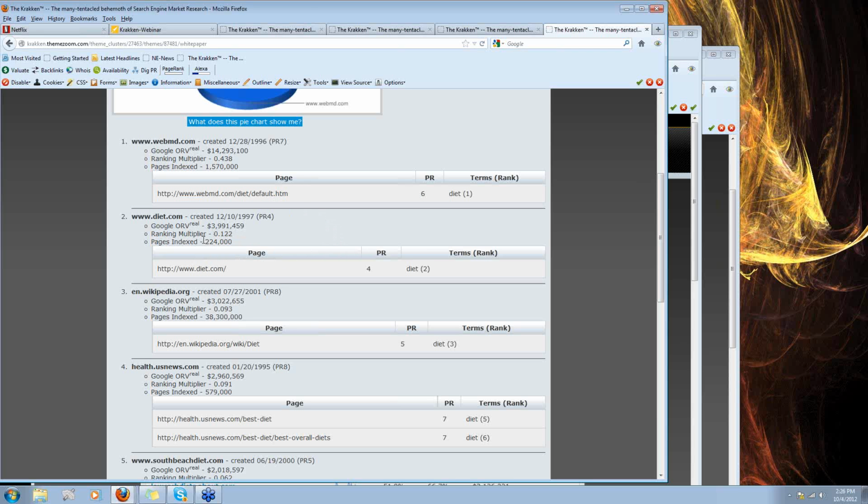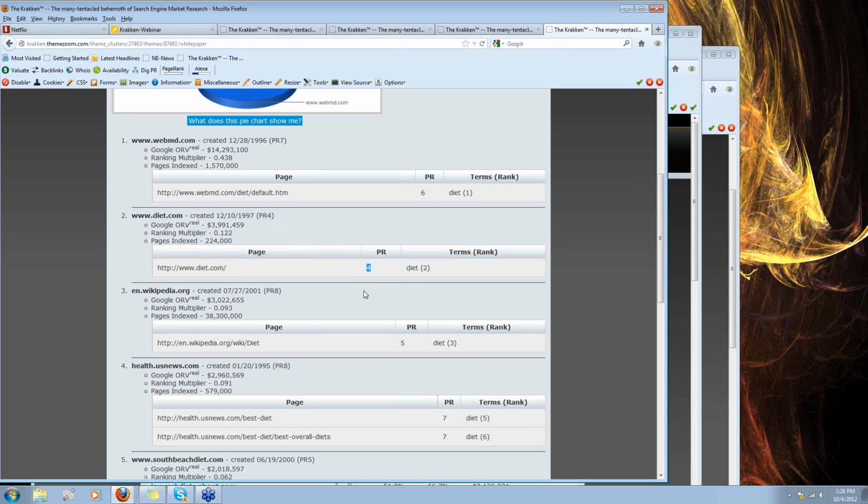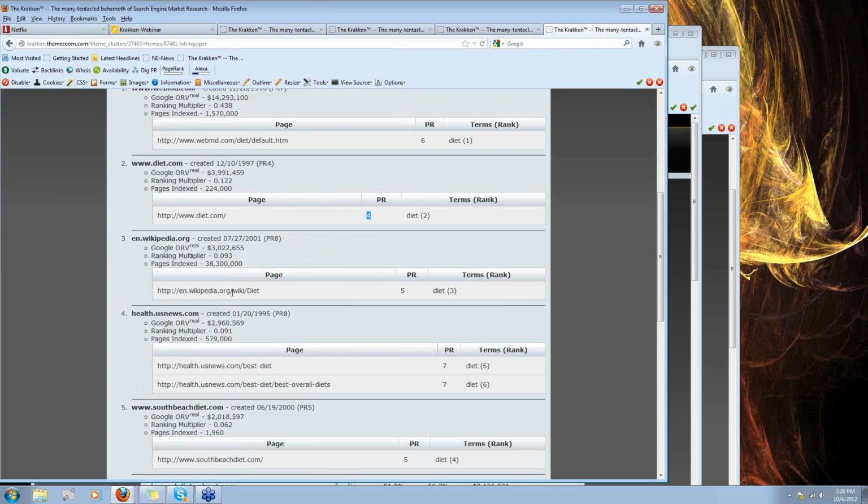Position number 2, we're looking at the same kind of a site, except the site's only got a page rank 4, interestingly enough, diet.com, and it's the home page that's ranked. It's also a PR4. Obviously, it's going to be the same as the domain, right? You look at number 3, Wikipedia. Obviously, that's not going to be the home page. It's going to be the diet page. Where the site's got a page rank of 8, this page has got a page rank of 5.